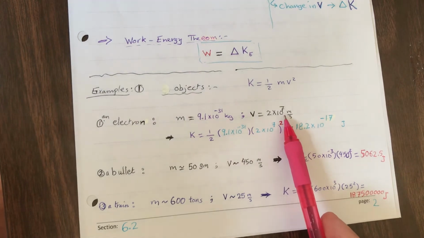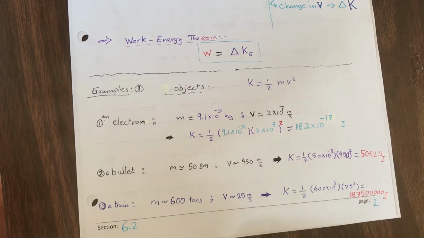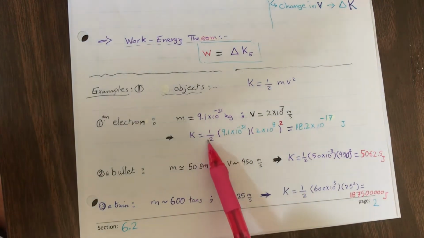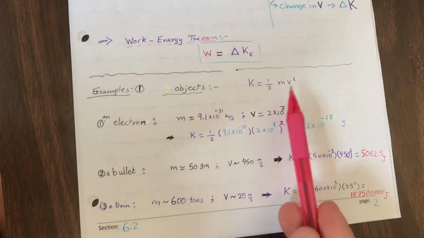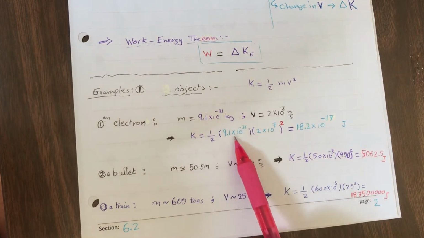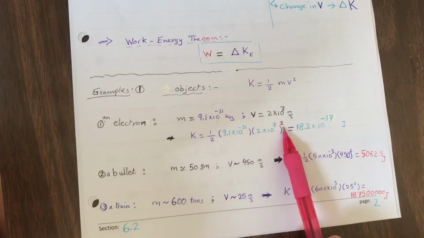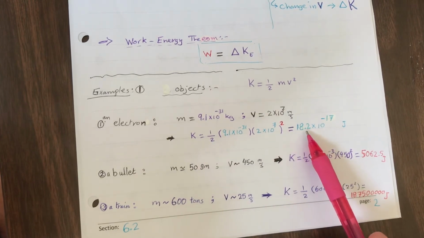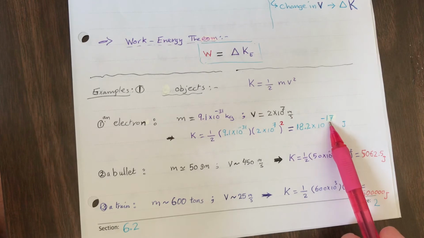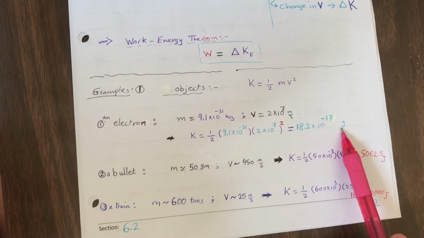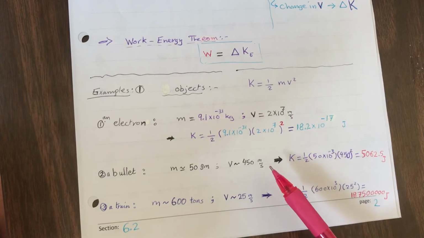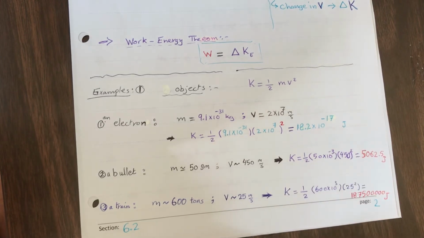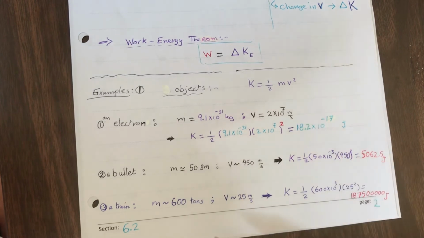It is a very high velocity. What about its kinetic energy? It is half m v squared. m is given and v is given. We need to square it. Then the kinetic energy is 18.2 multiplied by 10 to the minus 17 joules. Okay? It is very, very low kinetic energy, but its velocity is high.